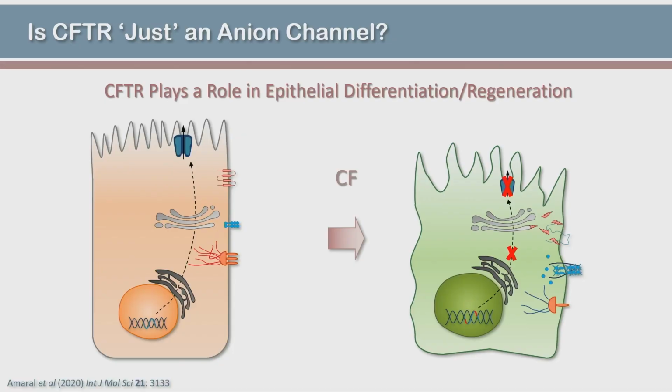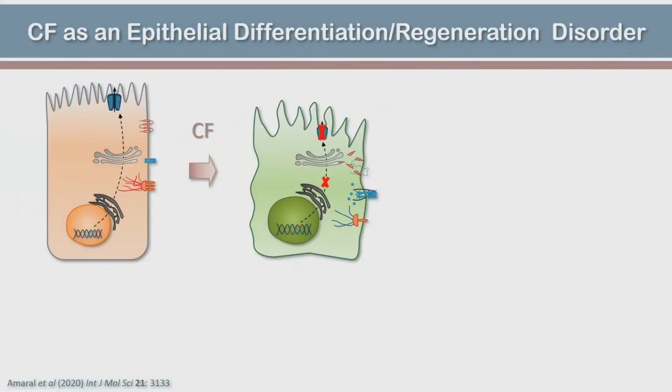Workshop. The big question, and what we are also trying to address here in this workshop, is whether CFTR is just an anion channel. So there is evidence that actually CFTR also plays other roles in the cell, namely in what we call epithelial differentiation, cell differentiation, and regeneration. Okay, it's not just because I tell you, because in God we trust, everybody else should bring data. So what's the data that's supporting this?